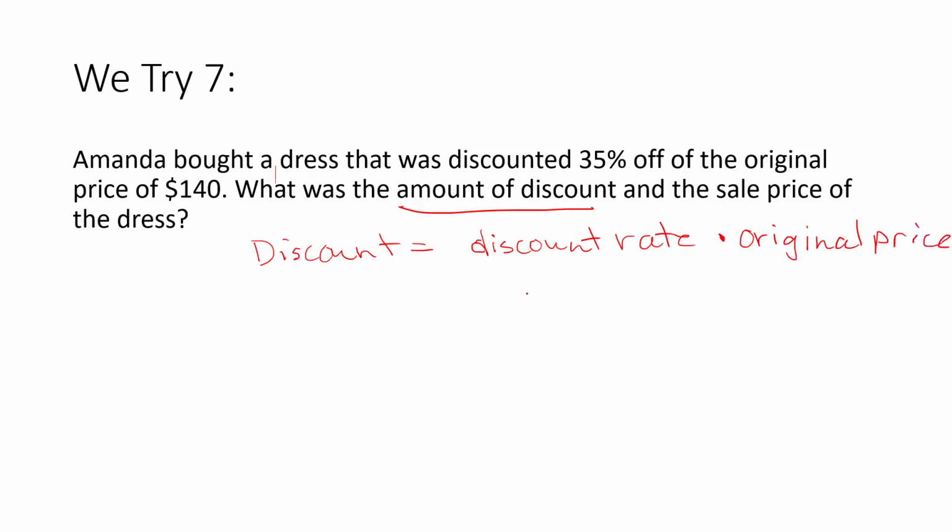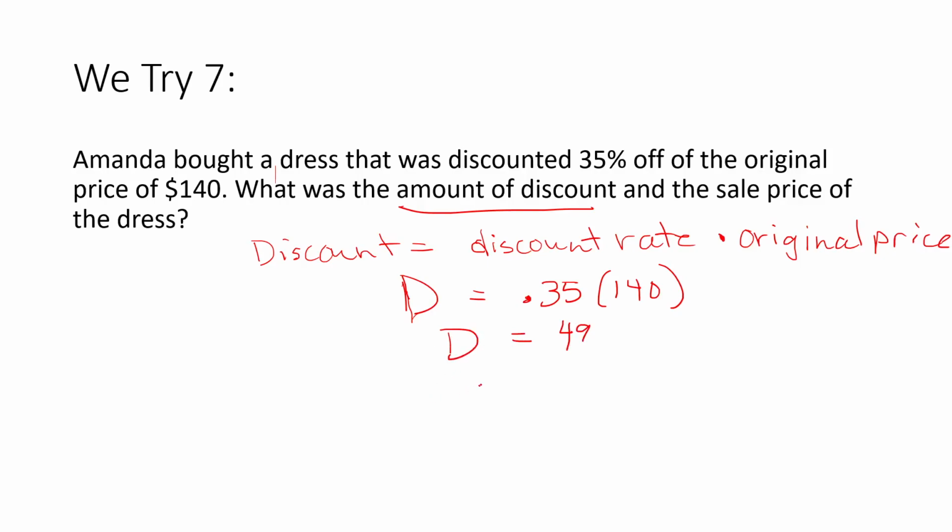So let's find that. Well, our discount rate, if I move the decimal, is 0.35 times the original price of 140 is equal to the discount. I'll use a capital D to represent the discount. So the discount that Amanda got is 0.35 times 140, $49. Wow, she got a dress that was $49 off. That's pretty nice.